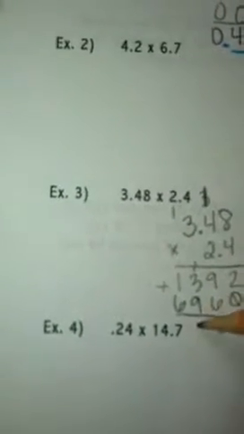9 plus 6 is 15. 1 plus 3 is 4. 4 plus 9 makes 13. And then that should be 8.